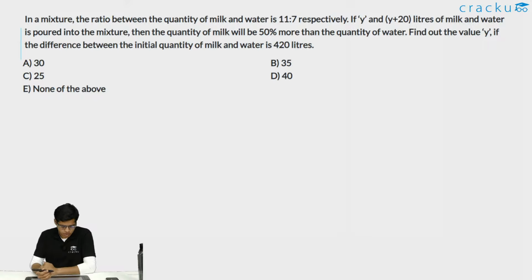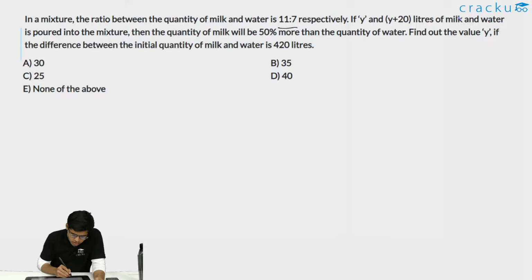Let's see, guys. In a mixture, the ratio between the quantity of milk and water is 11:7 respectively. If y and y plus 20 liters of milk and water are poured into the mixture, the quantity of milk will be 50% more than the quantity of water. Find the value of y if the difference between the initial quantity of milk and water is 420 liters.